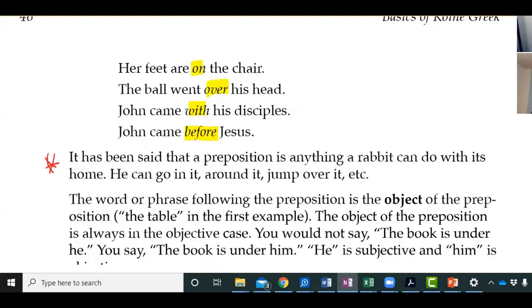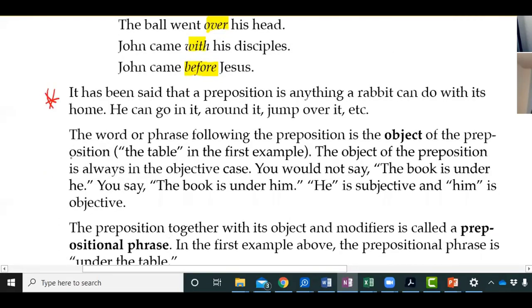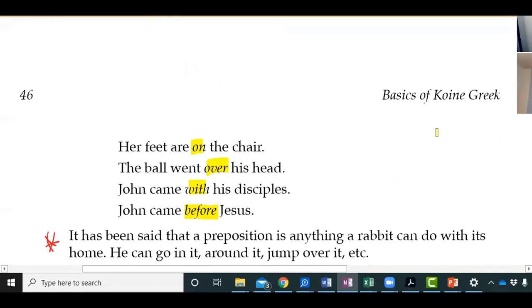Now, the word following the preposition is called the object of the preposition. When you put the two together, the preposition and the object of the preposition, then you have what is called a prepositional phrase. So in all of these examples, we have a preposition, and then I'll put in blue the object of the preposition. On something, over something, with something, before something. Whatever goes with that preposition is called the object of the preposition.